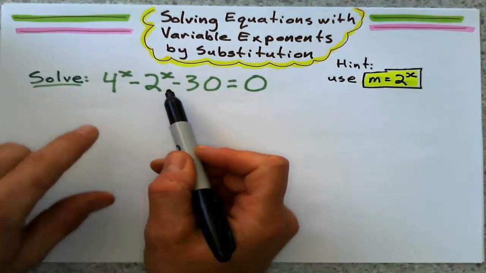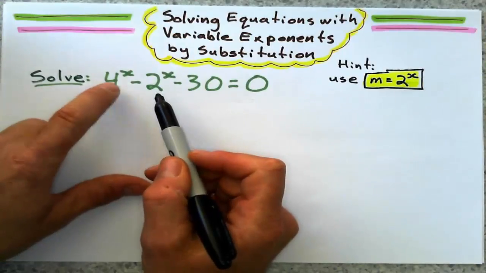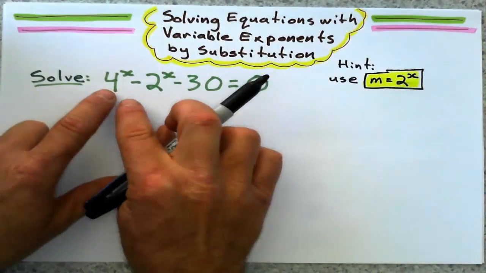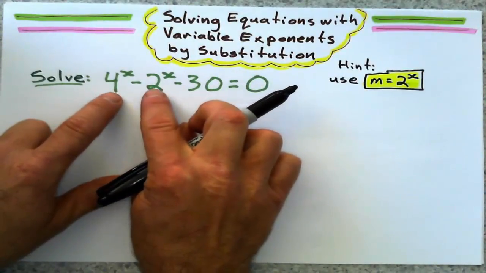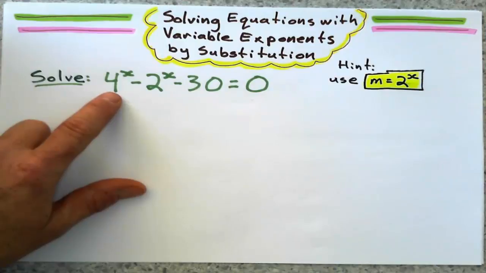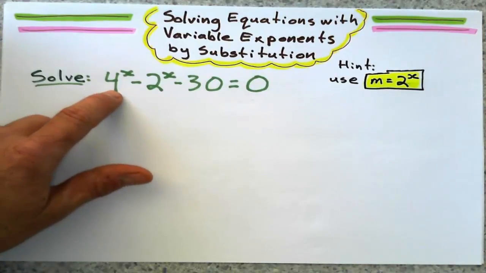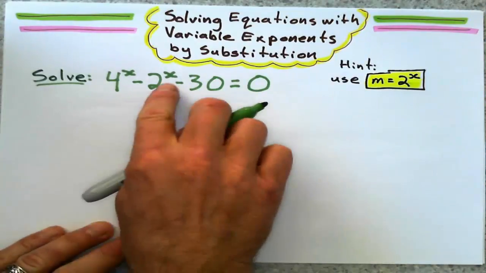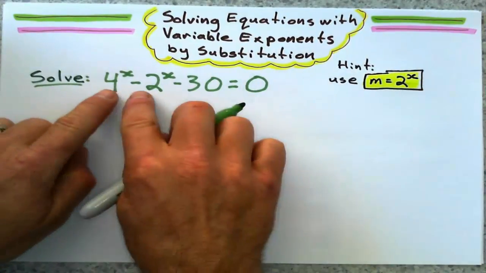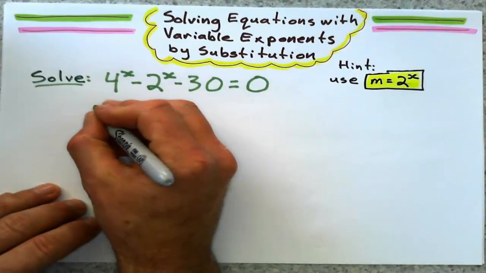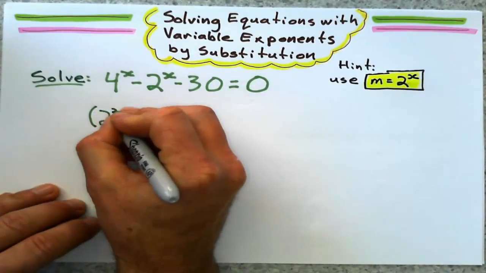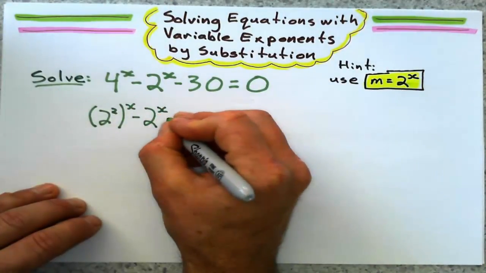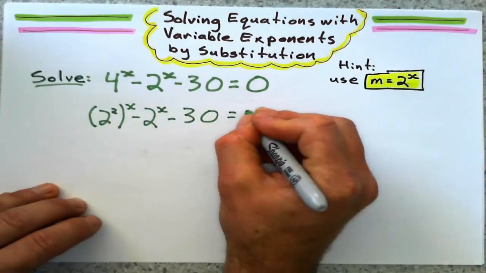It helps me out right here, but remember way back when I said if you can rewrite something, rewriting the powers with the same base, try to do it. And I can see something like that going on here because 4 is 2 squared. I can use m right here. Before I do that, I do know that 4 is 2 squared, so I have 4 to the power of x minus 2 to the x minus 30 equals 0.